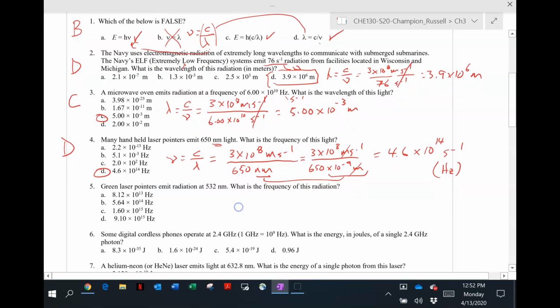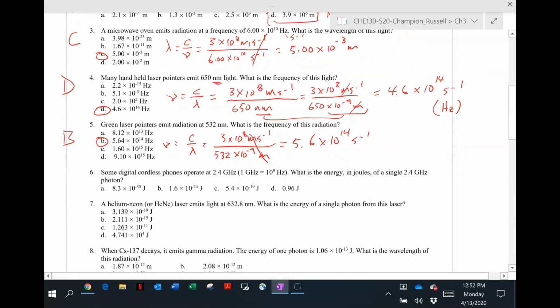All right, 5, same kind of problem. So nu is c over lambda, 3 times 10 to the 8th meters per second. And now we'll say 532 times 10 to the negative 9th meters, just like we did before. Meters cancels out. So 3 exp 8 divided by 532 exp 9 negative, and we get 5.6 times 10 to the 14th hertz, or seconds to the minus 1, which is going to be answer B.